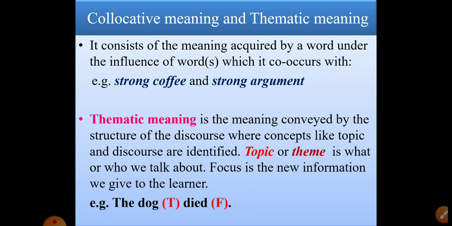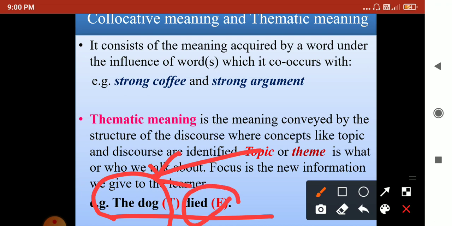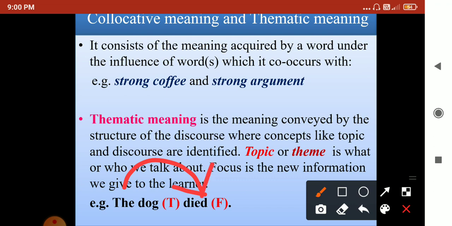Now, in thematic meaning, something happens to the doer, something happens to the subject of the sentence. So what happens, what does the subject do, or what happens to the subject is important in this sentence. So this sentence shows some kind of action, or something happens to the subject of the sentence, or something happens to the doer of the sentence. So the dog is the topic, or it is the theme of the sentence, and died is the focus of the sentence. So the dog is dead. So the dog is the topic, and what happens to the dog is given here.